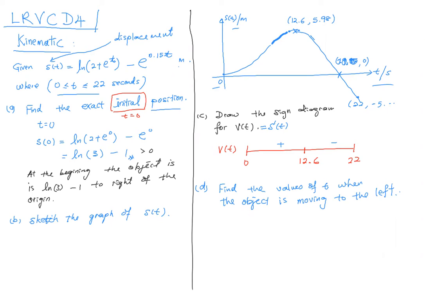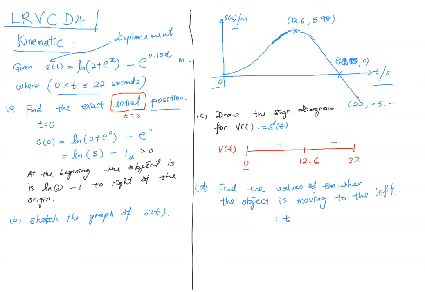Find the values of time T when the object is moving to the left. Is it less than 0? So that T can never be less than 0, Chi-En. I think moving to the left is between 12.6 and 22 seconds. Yeah, so that is the correct answer.